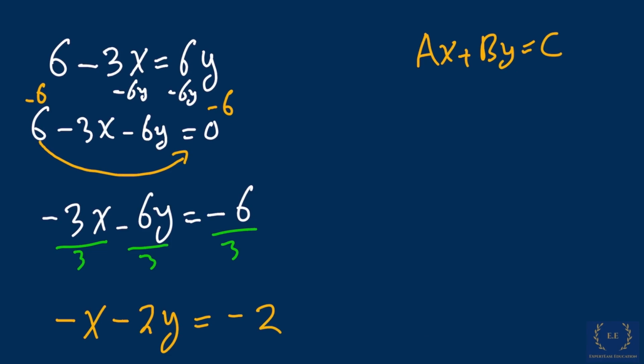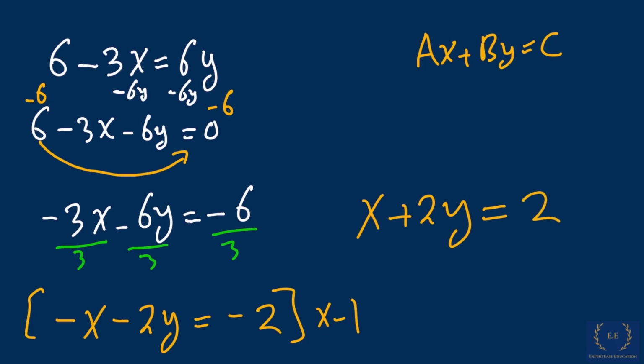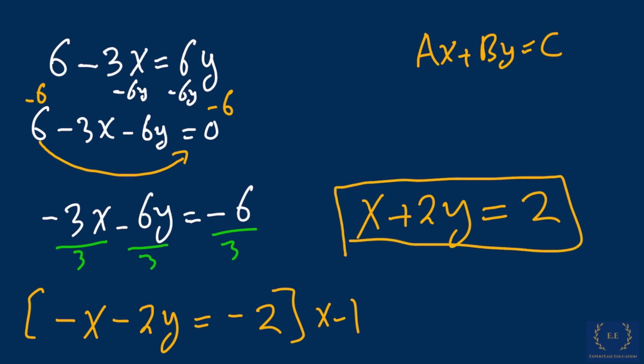Am I done yet? Well, almost. I can multiply it by minus 1, all of it, to flip the sign and match it exactly as is. It will be x plus 2y equals 2. Because I multiplied by minus 1, the signs flipped. It became x plus 2y equals 2. Now, it's a perfect match.